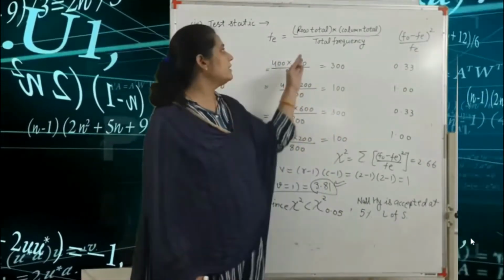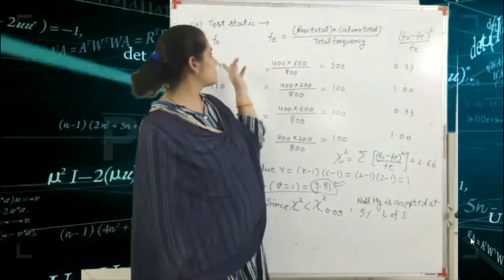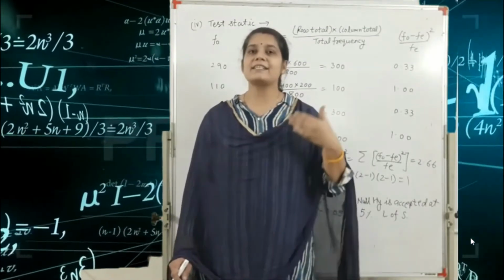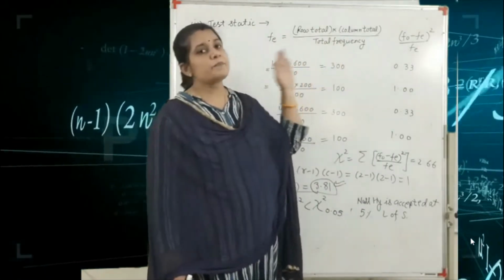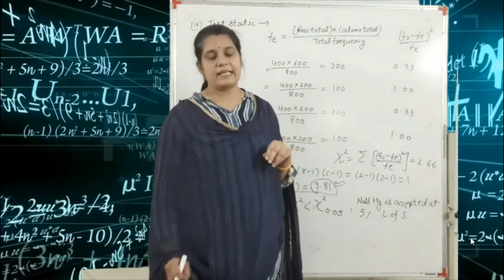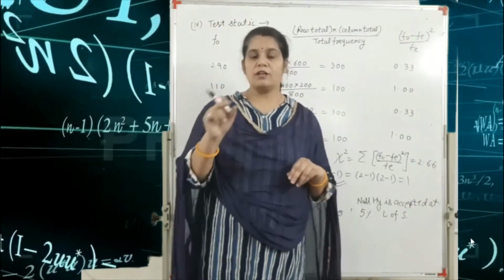Always keep in mind, you write here with the help of expected frequency. Observed frequency is already given in your question. But for finding the expected frequency, you use this formula: row total times column total divided by the total frequency. And the total frequency is always the sum of the columns and the sum of the rows.